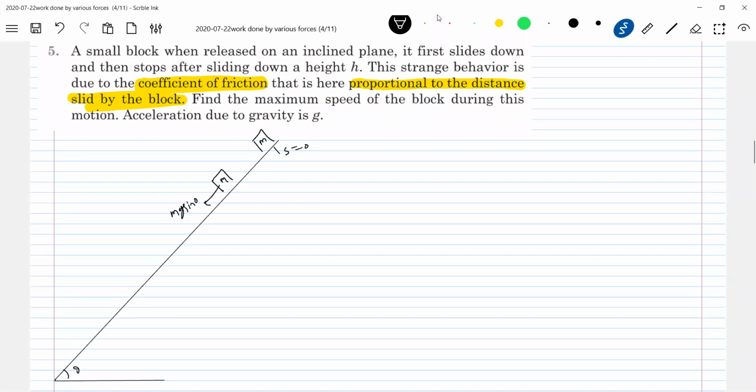Then friction mu mg cos theta. The normal reaction N will act, and I'm not showing it. N and mg cos theta will act. Initially mg sin theta is telling it to first slide down, so therefore it will have acceleration.